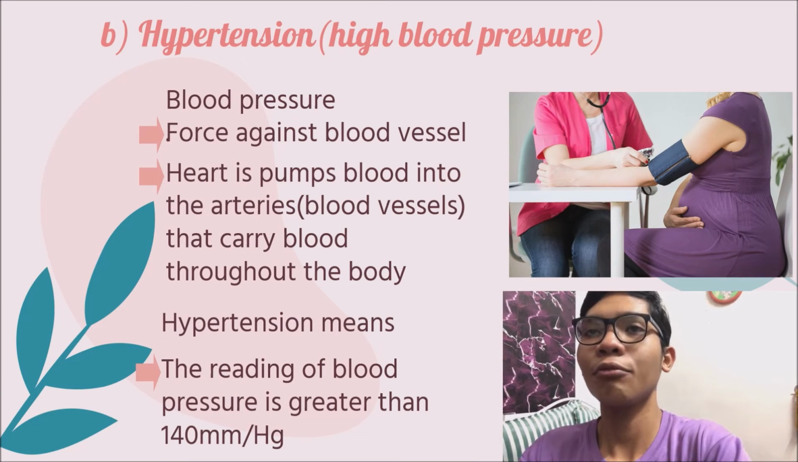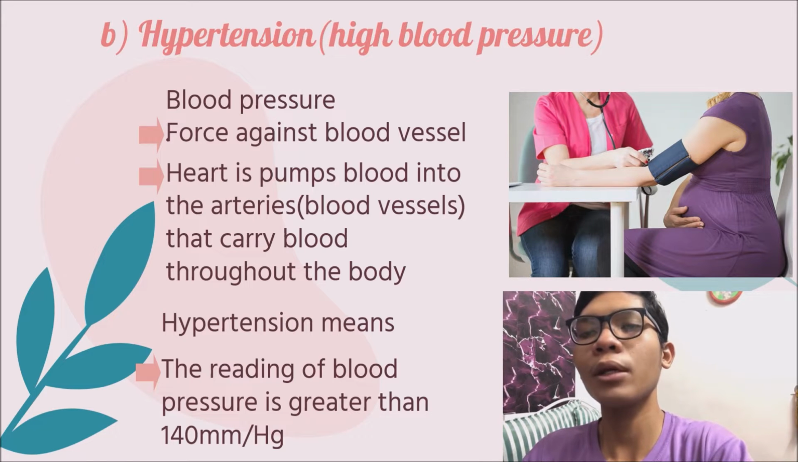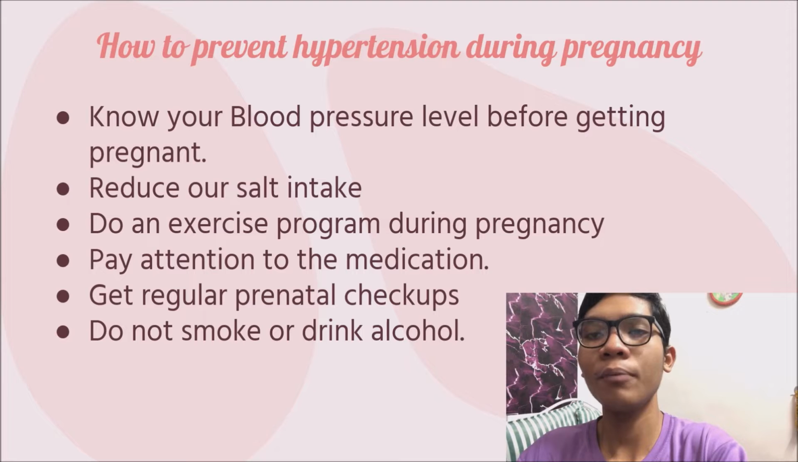Second, hypertension, which is high blood pressure. Blood pressure means the force against blood vessels. The heart pumps blood into the arteries, blood vessels that carry blood throughout the body. Hypertension means the blood pressure reading is greater than 140 mmHg. How to prevent hypertension during pregnancy?